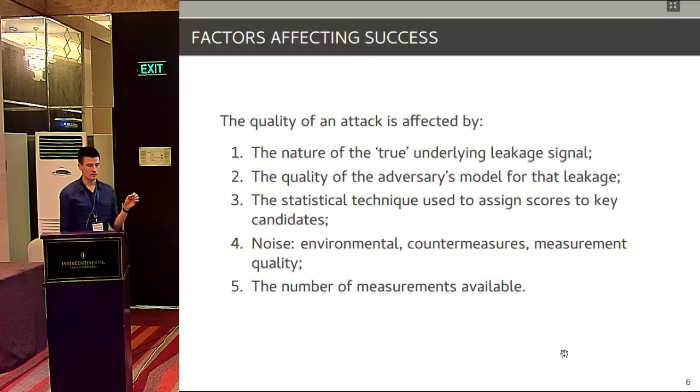So I quickly want to discuss what affects success for an adversary. Some things are kind of systematic. If the adversary doesn't model the leakage correctly or picks a distinguisher or a technique that doesn't quite capture the dependencies in the leakage, then the attack's not going to do as well as it could. But there's also random sources of error. There's environmental noise, there's countermeasure noise, and maybe measurement quality also matters.